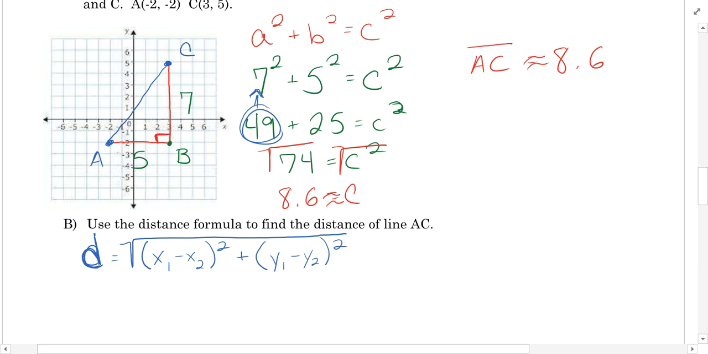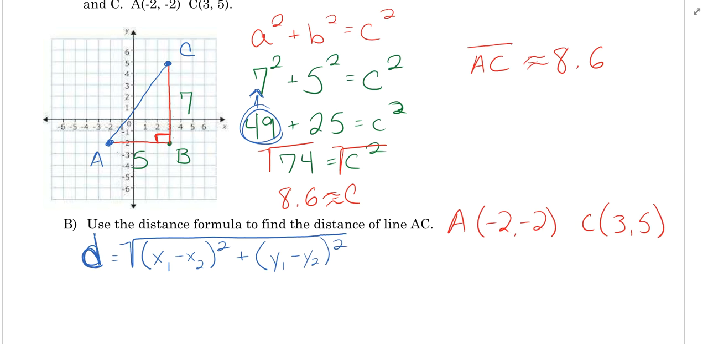So if I use the values that I've been given, I'm going to rewrite them here. A was at -2, -2, and C was at 3, 5. So if I take my x values, I have -2 and 3. It does not matter which is x1 and which is x2. It will work out the same regardless of which one you choose first. So I'm going to do -2, take away 3, and whatever that is going to be squared.